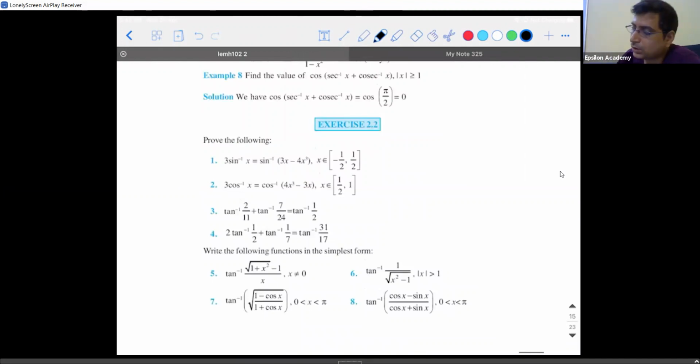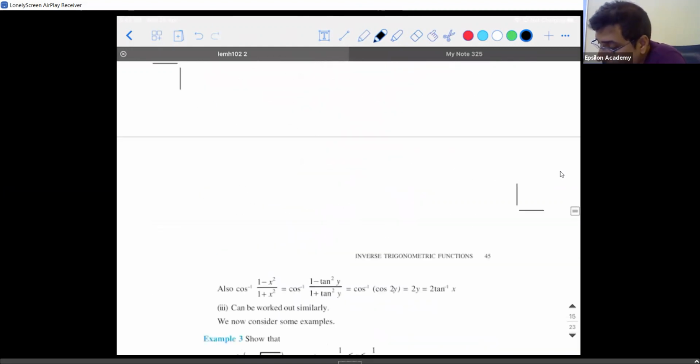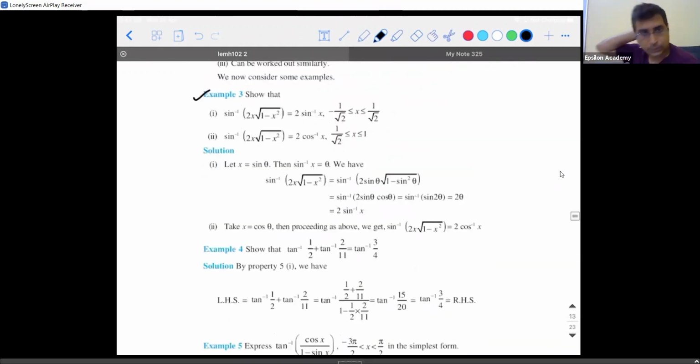I'll tell you what are all the problems we are going to solve. Example 3 we will start with. We need to show that sin inverse of 2x into root of 1 minus x square is equal to 2 sin inverse x for all values of x that lies between minus 1 by root 2 to 1 by root 2. Let's not worry about it.